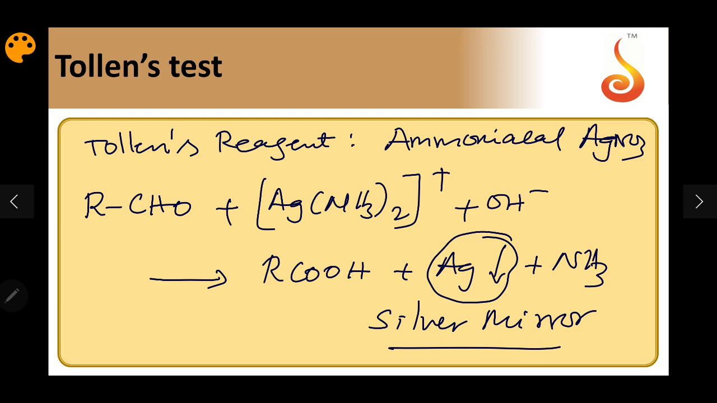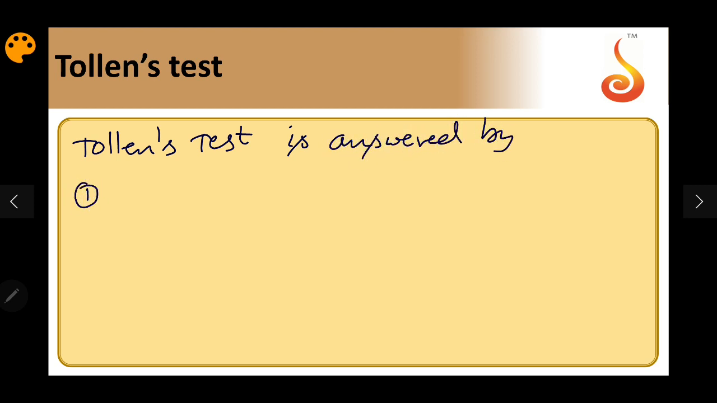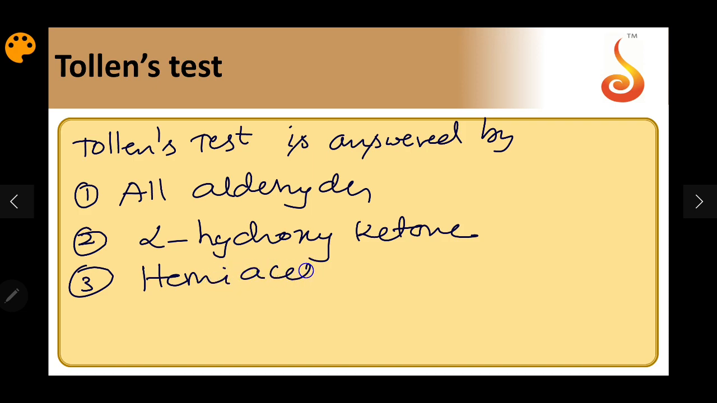Not only aldehydes, the Tollens test is answered by, very important: 1. All aldehydes, 2. Alpha hydroxy ketones, 3. Hemiacetals. Hemiacetals in basic medium can become free aldehyde, so they can react. And the 4th one, even formic acid.